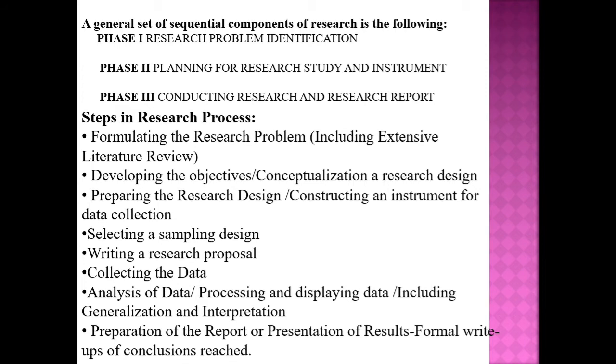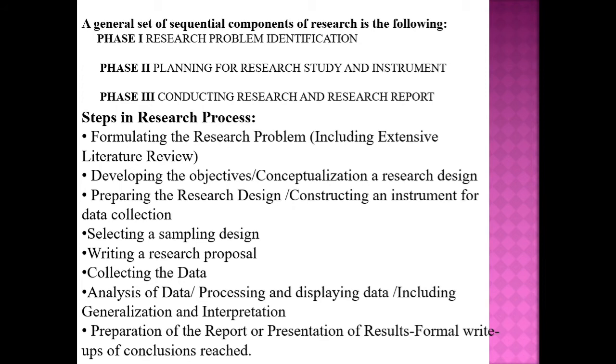So in general, the set of sequential components of research is the following. Basically, here I am dividing this research process into three phases. Normally, in other books you can find 7 or 8 steps in research aptitude, but here I have broadly classified it into three phases. Under this, we can analyze the steps. So the first phase is research problem identification. First of all, we need to find a research topic. That is our first target of the research process.